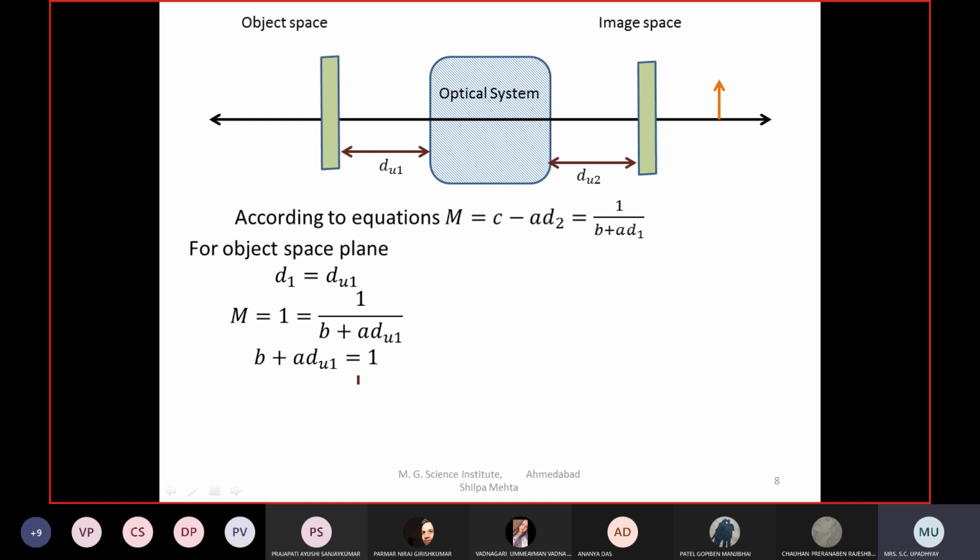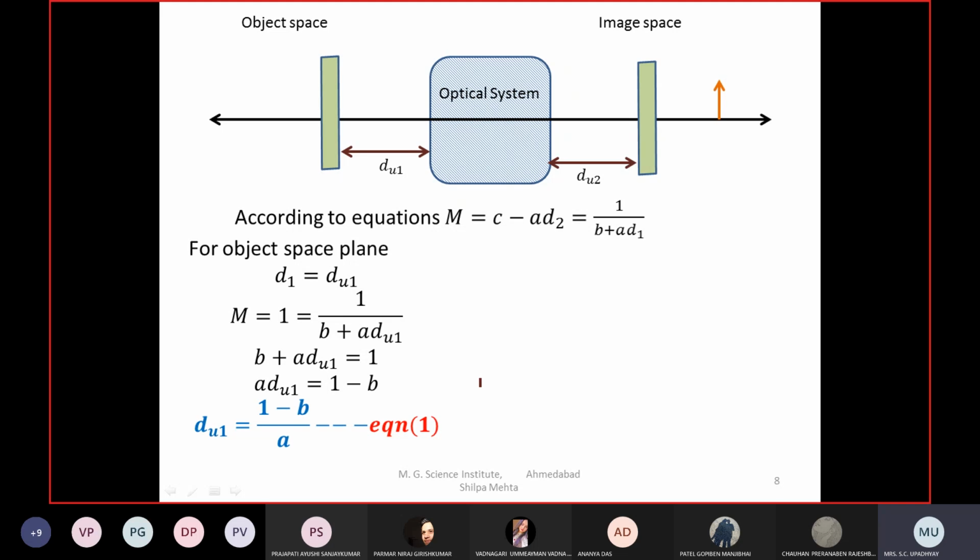Simplify the equation and find the value of du1. It is equal to 1 minus b upon a. That is the position of the unit plane in the object space.